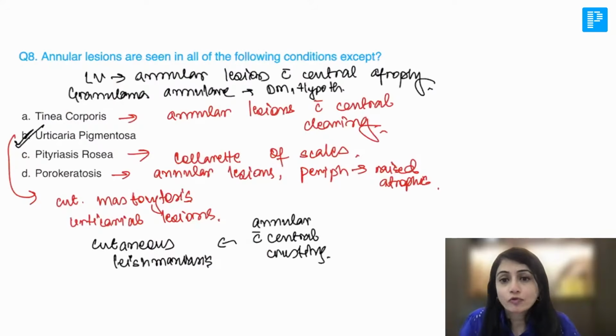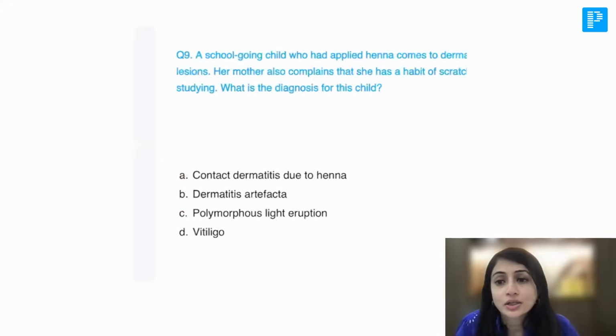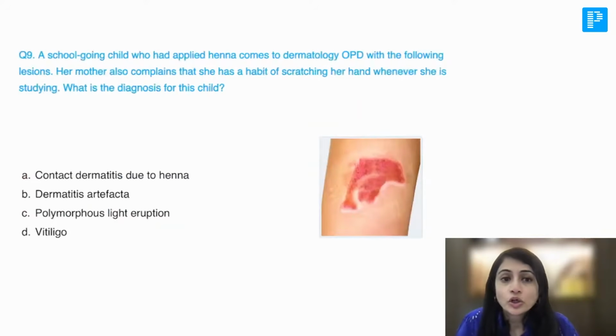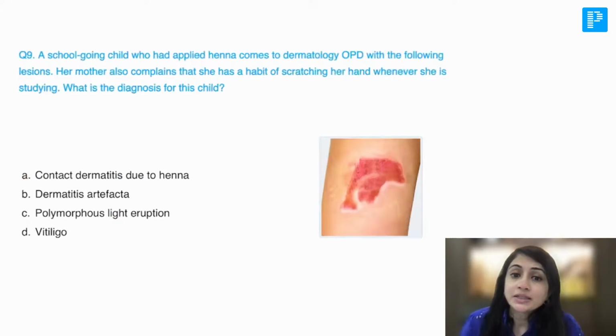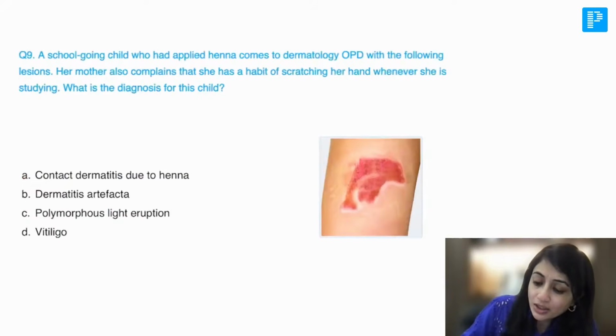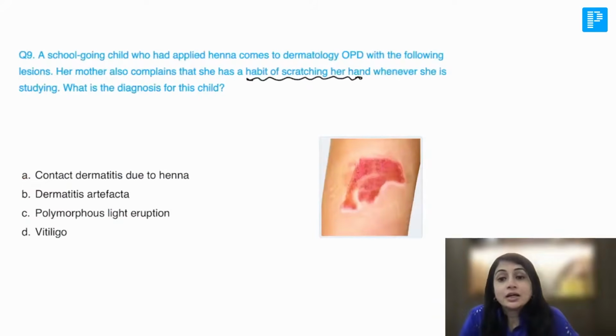Right? So these are some of the common annular lesions that you study in dermatology. Moving on to the next question, a school-going child who had applied henna comes to dermatology OPD with the following lesion. The mother complains that he has a habit of scratching her hand whenever she is studying. What is the diagnosis for this child?